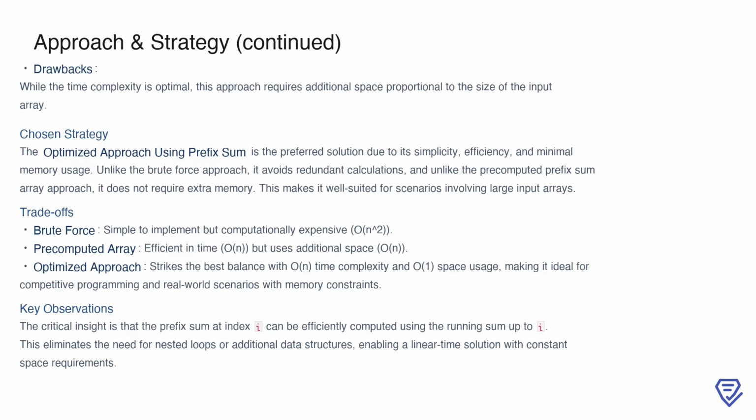The trade-offs are clear. While the brute force method is easy to implement, its O(n^2) time complexity renders it impractical for large inputs. The pre-computed prefix sum array is time efficient at O(n), but its O(n) space complexity can be a limitation. The optimized approach strikes the best balance, achieving O(n) time complexity and O(1) space complexity. The key insight enabling this efficiency is recognizing that prefix sums can be computed incrementally as a running total, eliminating the need for nested loops or auxiliary data structures. This makes the solution both elegant and robust for real-world applications.